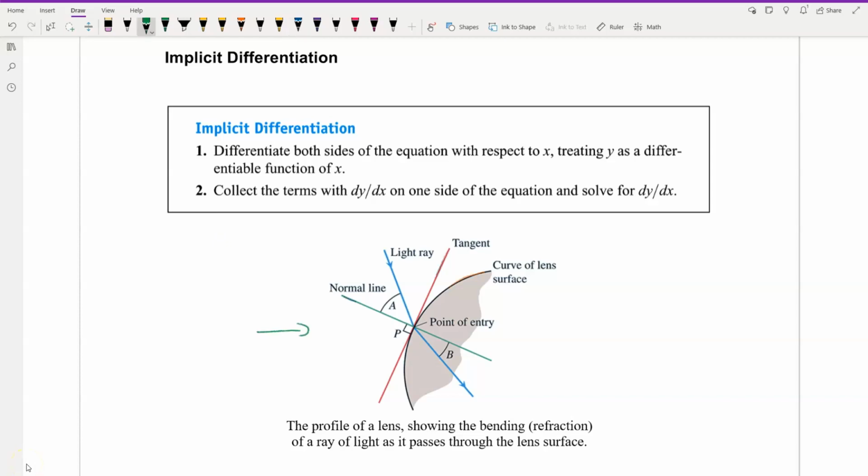What we have here is the profile of a lens showing the bending or reflection of a ray of light as it passes through the lens surface. Here we have the curve of the lens surface. Here we have the light ray, and the spot is the point of entry. Here we have the tangent line, and this one is the normal line, which is perpendicular to the tangent line.